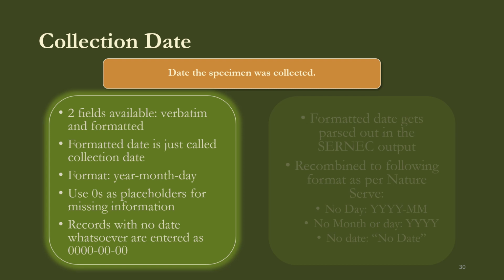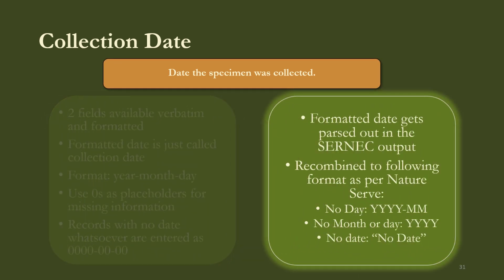The collection date is simply the date that the specimen was collected. Two fields are available for this information, one which is formatted and one that is entered verbatim from the label. Additionally, the formatted date is entered as year, month, day. USCH also uses zeros as placeholders for missing information, and records with a complete lack of a date are entered with only zeros.